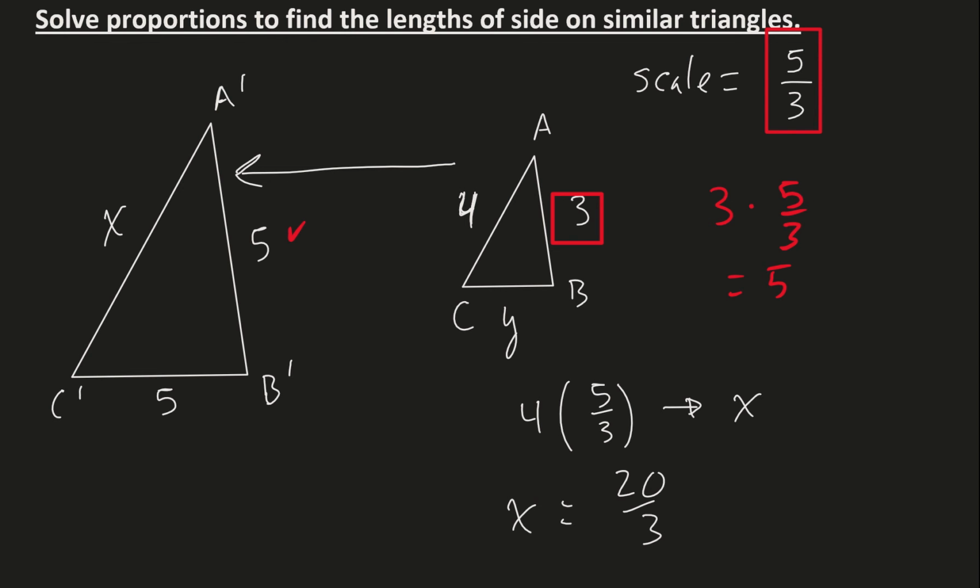If I wanted to, I could write it as a mixed number, or I could even give it as a decimal approximation. The decimal approximation is problematic because it's a non-terminating decimal. It's 6.666, a bunch of values of 6, and so probably 20/3 is the best answer. And again, I'm just using the fact that any dimension on my original triangle times the scale factor is going to give me the corresponding dimension on my new triangle.